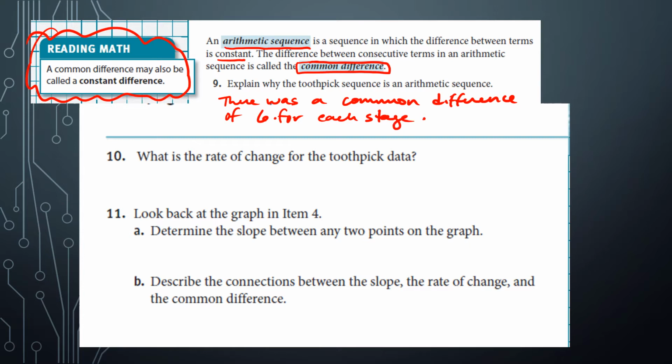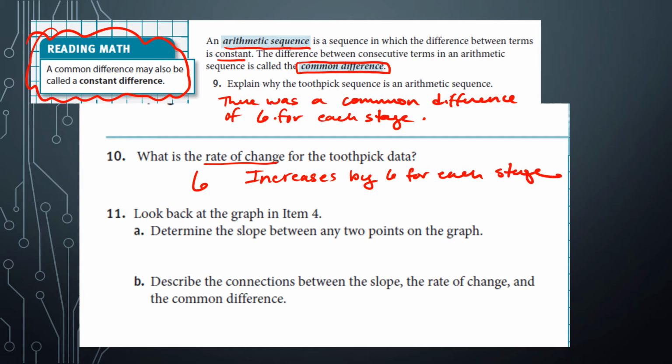What is the rate of change for the toothpick data? 6. We sort of just already answered that. It increases by 6 for each stage. So we should probably write that. Increases, because rate of change asks really for a little bit more information. Increases by 6 for each stage.